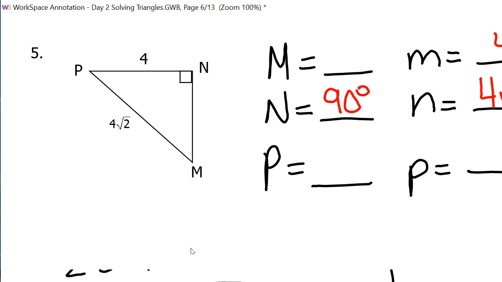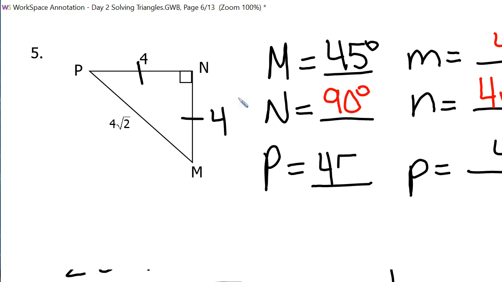What do you notice? The 45, 45, 90. Yes, this is a 45, 45, 90. So do I have to do all that church stuff? Absolutely not. Because of this 4 and the 4 square root of 2, I know these sides are equal. So this leg is 4, this leg is also 4. And if this is 90 degrees, then both M and P, those angles are both 45 degrees.